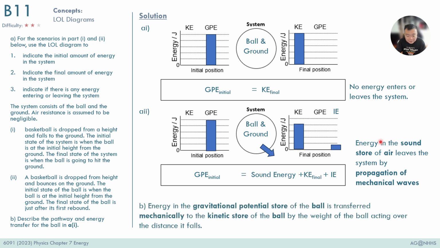So in part B, describe the energy pathway for part 1. Again, a reminder: always tag the type of energy to the object that you can find the energy in. So, energy in the gravitational potential store of the ball is transferred mechanically, using the pathways, to the kinetic store of the ball. And this is because the weight of the ball actually acts and pushes the ball along the same direction as the force downwards.